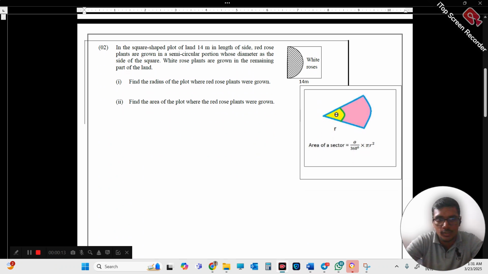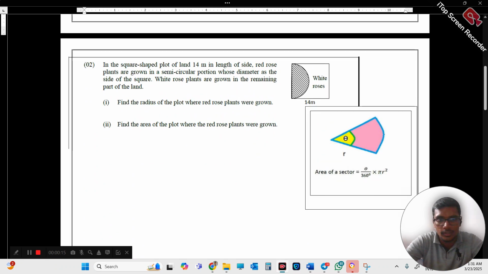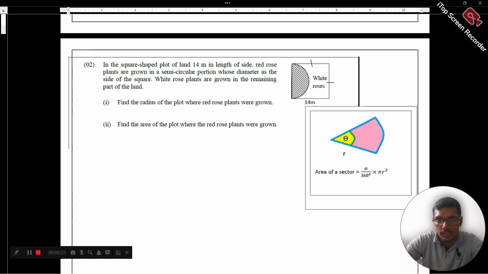In the question they have mentioned a square-shaped plot of land, 14 meters. When they say square-shaped, you should realize all four sides will be 14, which means the diameter of the semicircle will be 14, and the radius will be half of that, which will be 7.